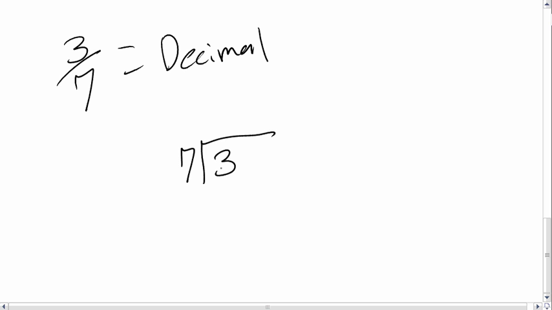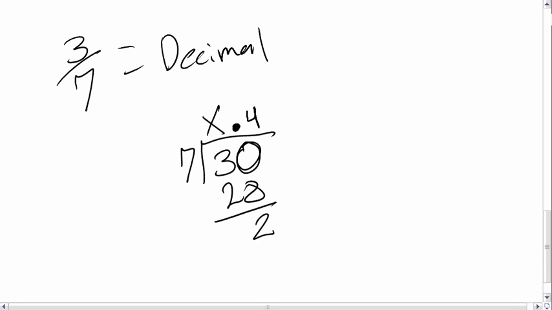Okay. So we already know practically that 7 doesn't go in, that we can't divide 7 into 3. So you're going to make this a 30 and just put the decimal right here. And since it can't go into 3, you're going to put an X right there. But 7 can go into 30 4 times. And that would be 28.